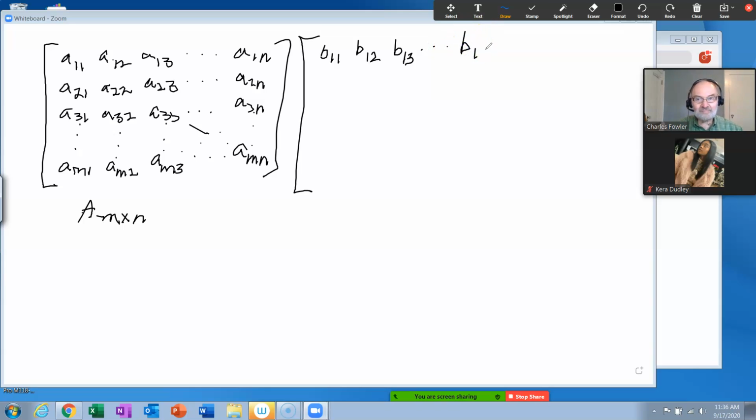Now, it could be an N, but it doesn't have to be. So I'm going to keep it generic here and make this a P. I think that's what the book uses. I'm going to check and see. Yes, it is. Okay. And then the next row would be B21.